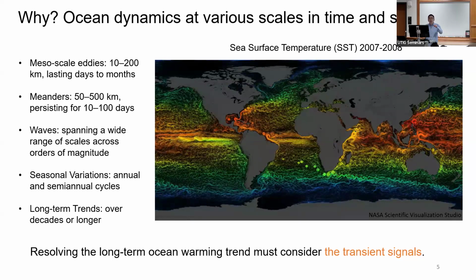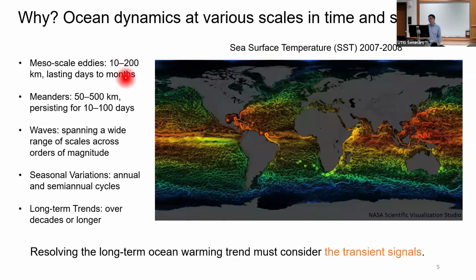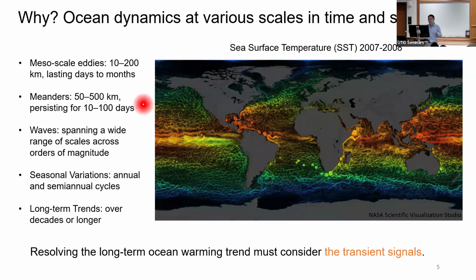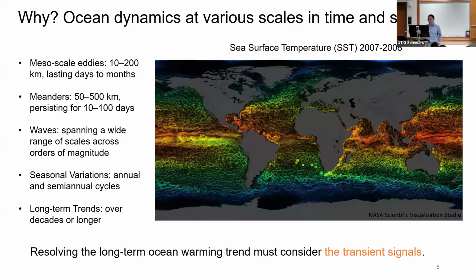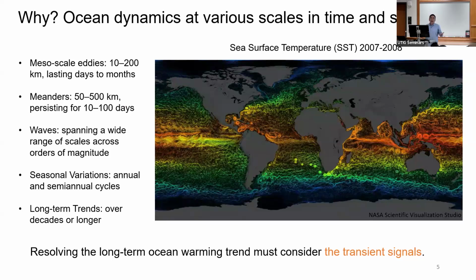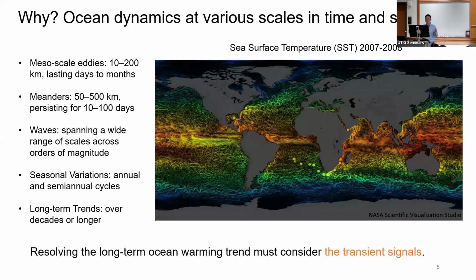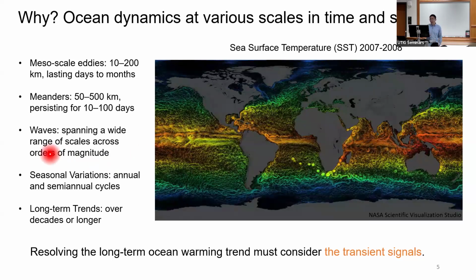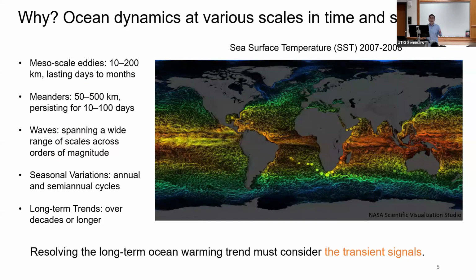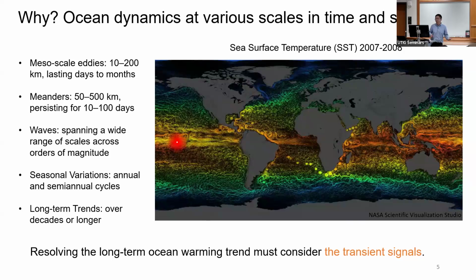These meanders also generate smaller scale mesoscale eddies. The eddies have scale 10 to 200 kilometers, and they last days to months. So we have these transient signals. If we move from high latitudes to low latitudes, like the equator, we don't have these strong meanders and eddies. However, we have other complex ocean dynamics, like the dynamic waves occurring at different space and time scales. And the ocean also feels the winter and the summer. So we have the seasonal changes.